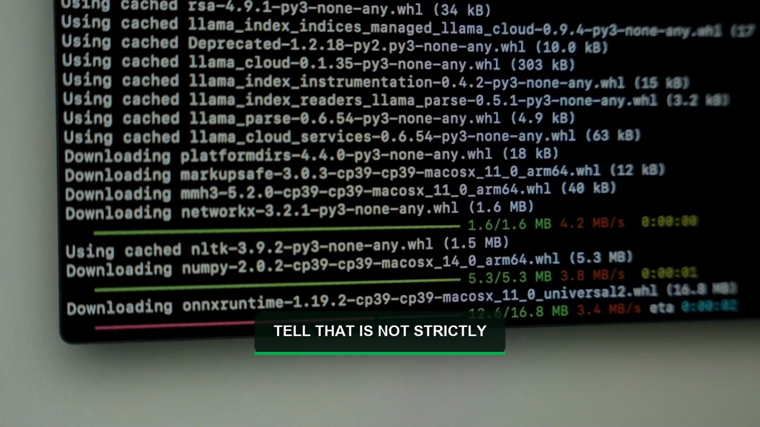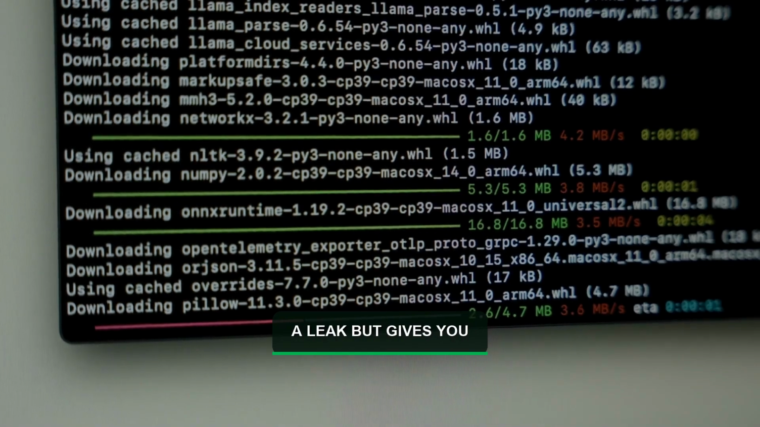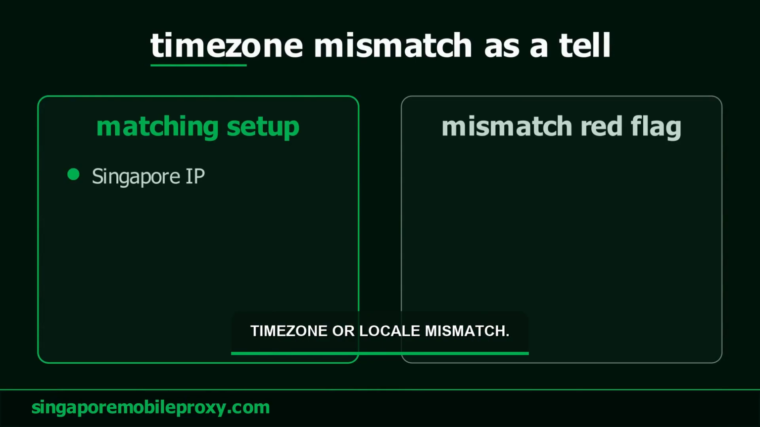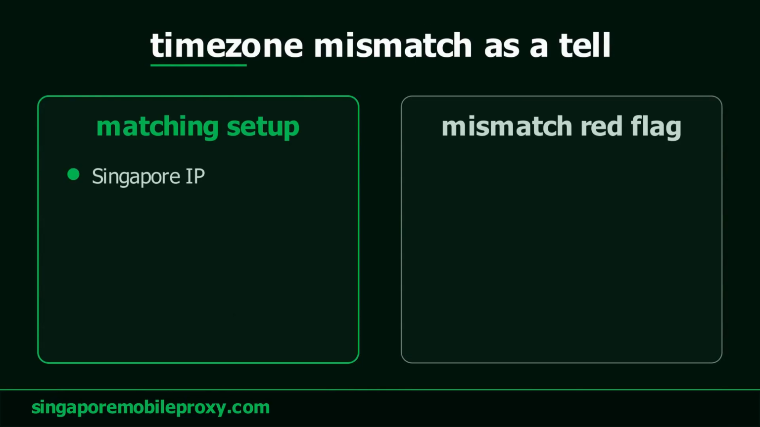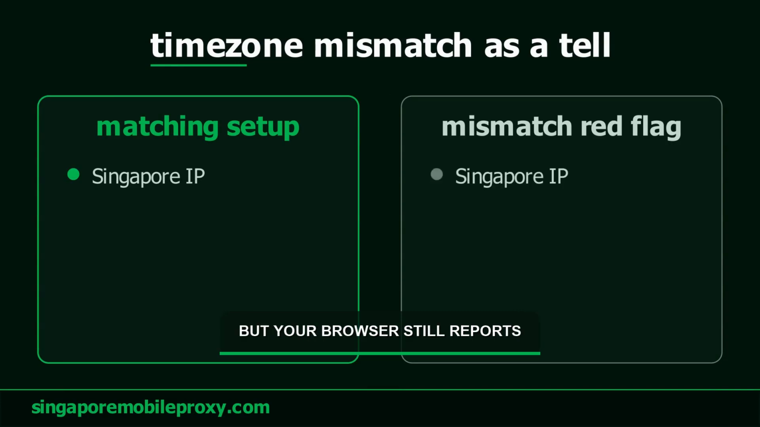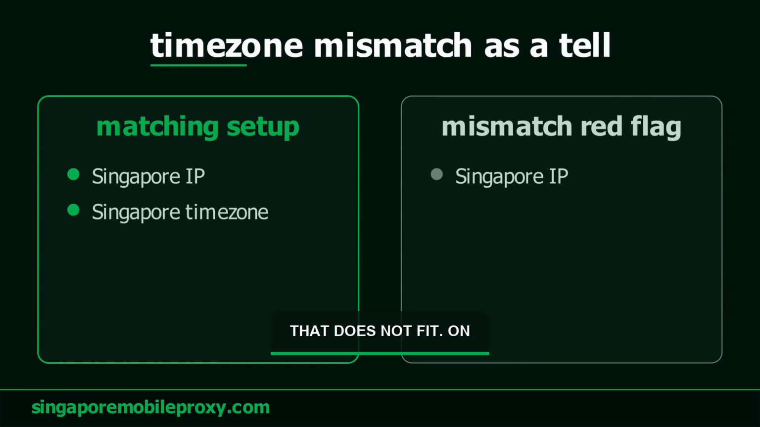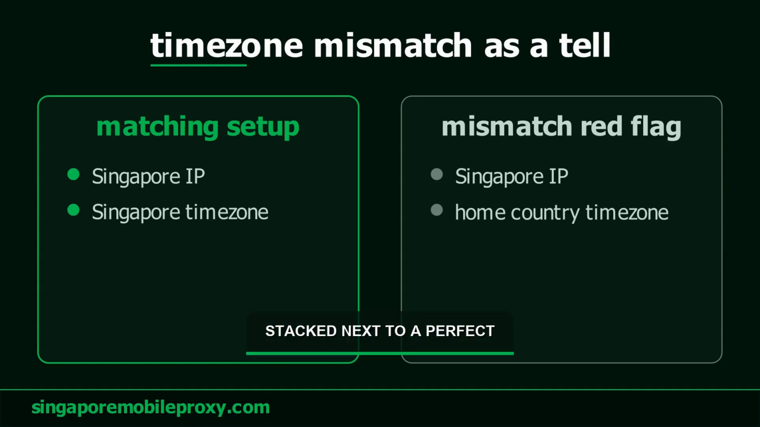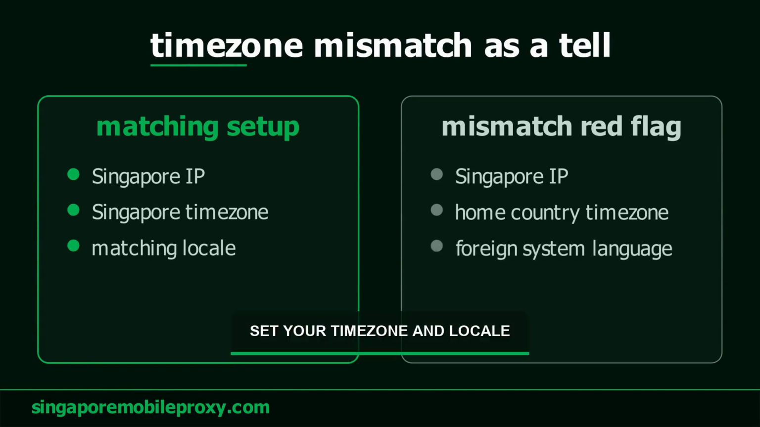There is also a softer tell that is not strictly a leak, but gives you away just the same: a time zone or locale mismatch. Your exit IP says Singapore, but your browser still reports a time zone from your real country, or a system language that does not fit. On its own, it proves nothing. Stacked next to a perfect IP, it reads as someone pretending, and detection systems love that kind of contradiction. Set your time zone and locale to match the IP you are presenting.